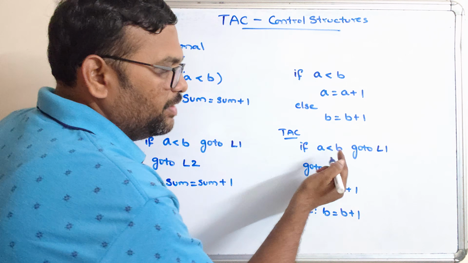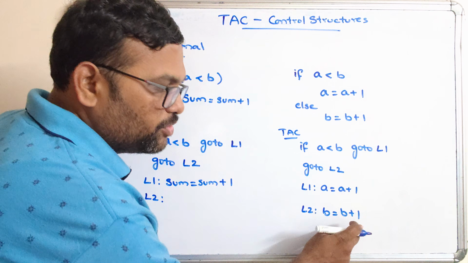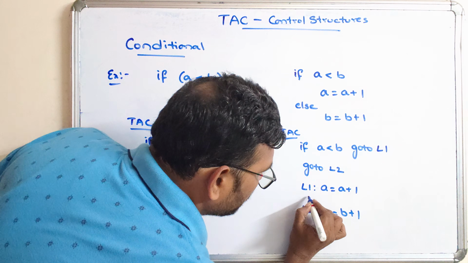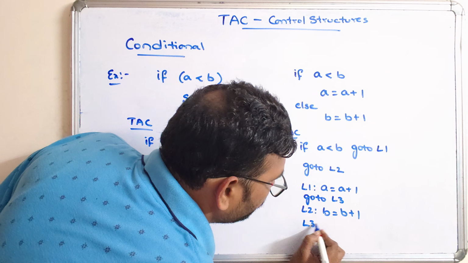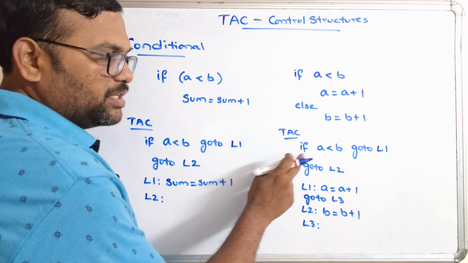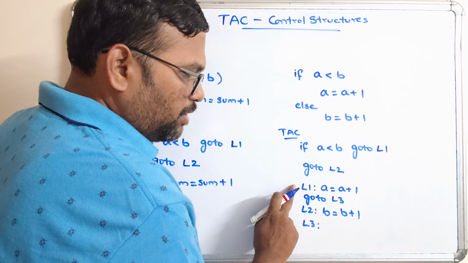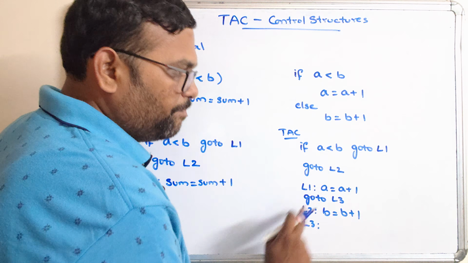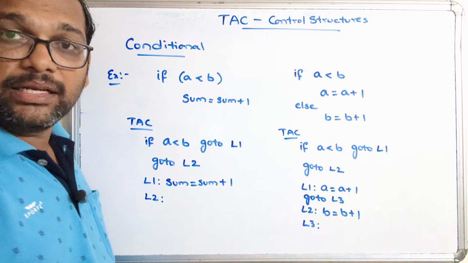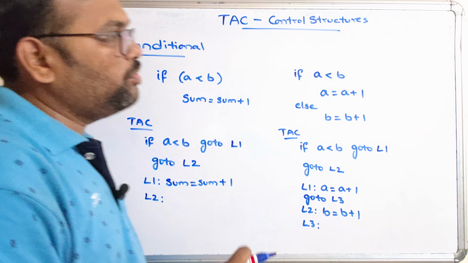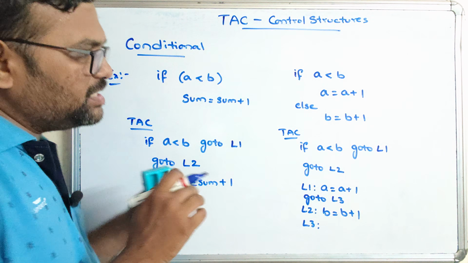If this condition is true, go to L1, that means control comes here and immediately it will execute this one. Once again we should write one more go to statement, go to L3, after completion of this. So you can see if the condition is true, it will execute L1 and go to L3, directly it goes here. If the condition is false, go to L2, directly it goes to L2 followed by L3. In this way we need to write the three address code for conditional statements. All these are simple conditions.